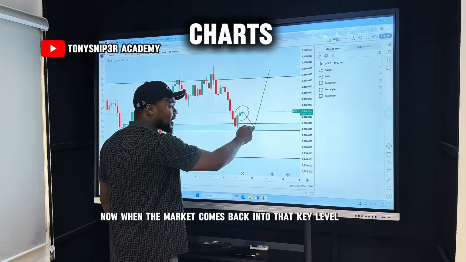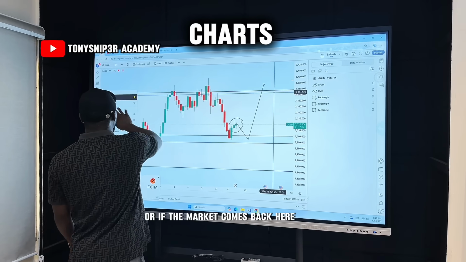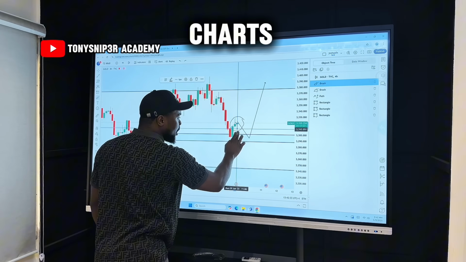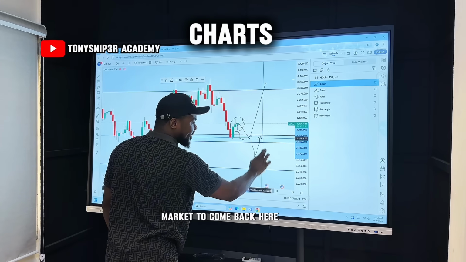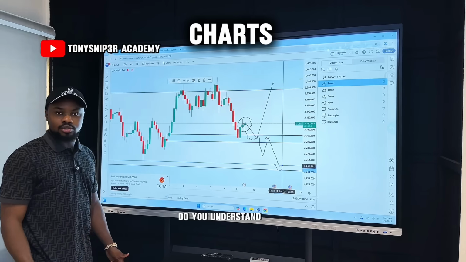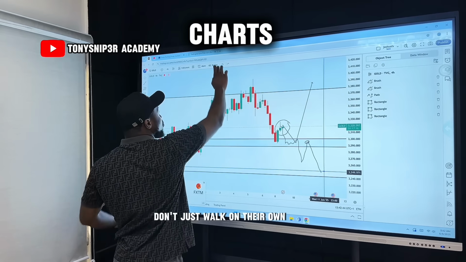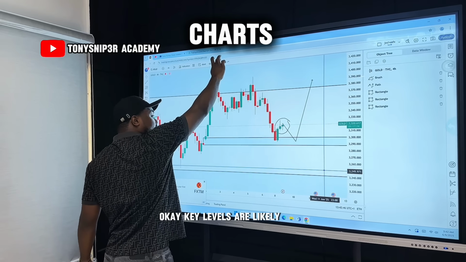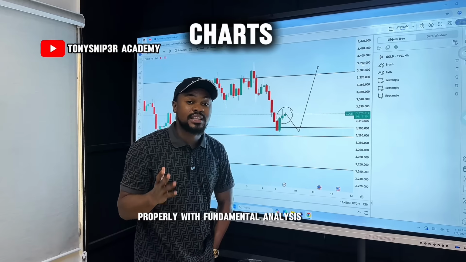Now, when the market comes back into that key level, you want to watch out for what will happen. If the market comes back here, will the market struggle, then push up? Or if the market comes back here, will the market struggle and break below? Then you want to wait for the market to come back here, then you sell to the downside. Do you understand? But one thing you need to understand is that key levels don't just work on their own, okay? Key levels are likely to work properly with fundamental analysis.